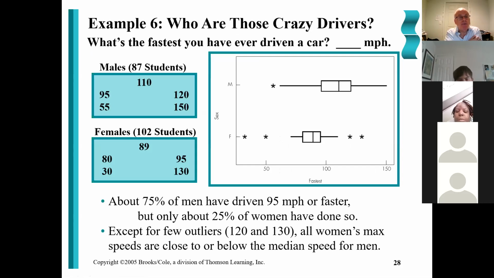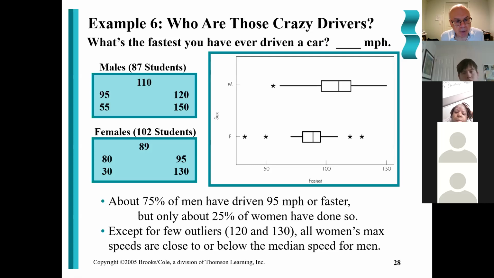Sometimes you'll look at comparative box plots. In other words, you're looking at the same data, the same numerical variable with 2 groups. What's the fastest you have ever driven a car? And they ask you in miles per hour. Well, for male students, there were 87 of these male students. Tell me for the male students, what is the median in terms of the fastest they ever drove? What's the median? 110. 110 miles per hour. What's the median for females? 100 out of the 102 females in the study.